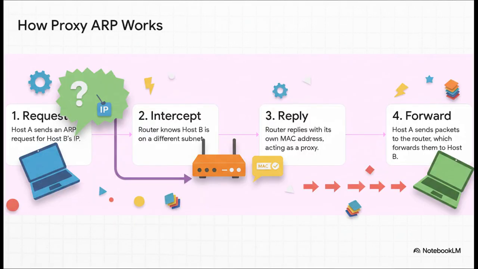Okay, so let's break this down into 4 simple steps. It all starts when host A broadcasts an ARP request, basically shouting, hey everyone, who has this IP address? The router sees this, and because it's a router, it knows that the IP address is on another network it can reach. And here's the trick. The router replies with its own MAC address, fooling host A into thinking the router is host B. Finally, host A sends its data to the router, which then happily forwards it along to the real destination.